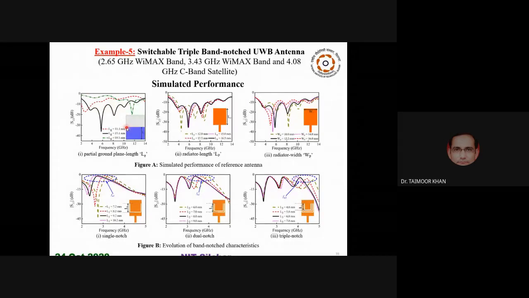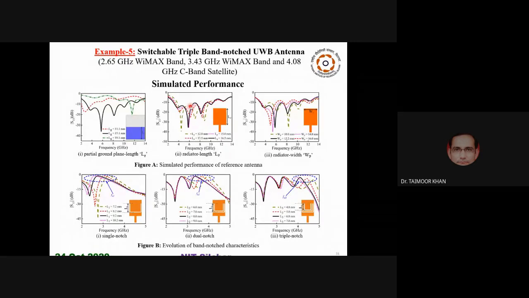And finally, if we see that black one, that is giving the best possible performance for us, that is ground plane. By increasing the ground plane from 11.1 to 15.1, the complete band of UWB is coming, which is our desire. Then finally, the radiator length is made a function of S parameter. We have changed the different lengths and observed the performance, and at a length of 16.5 we are getting the best possible performance.